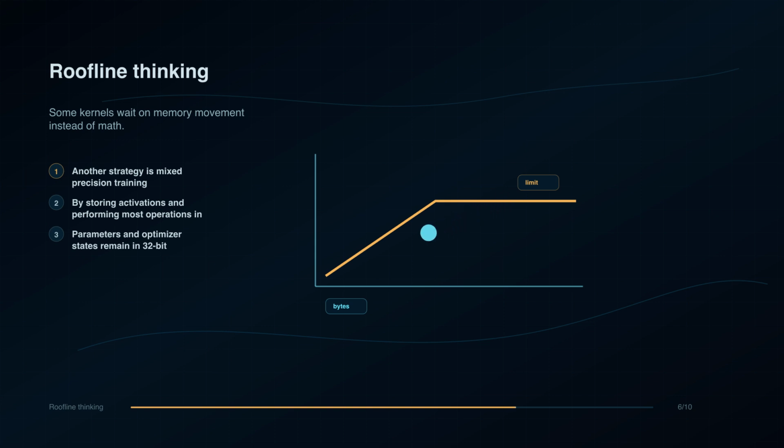Another strategy is mixed precision training. By storing activations and performing most operations in 16-bit precision, we halve memory usage and double compute throughput. Parameters and optimizer states remain in 32-bit precision for numerical stability, but the activations, which dominate memory during training, are compressed. This technique is now standard in large-scale training. The trade-off is careful implementation to avoid numerical issues, but the benefits are substantial.